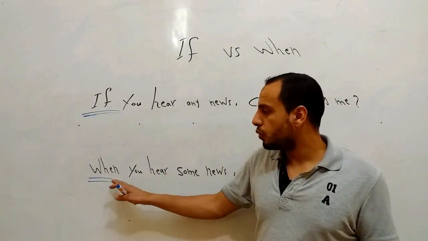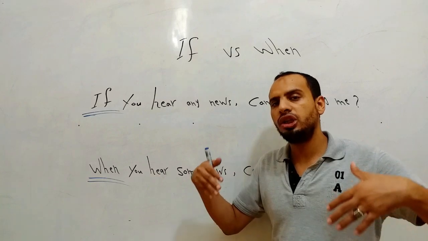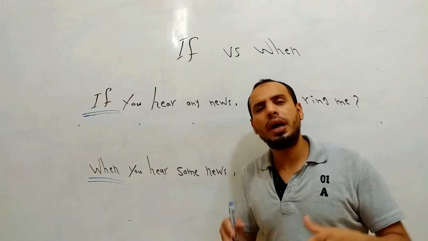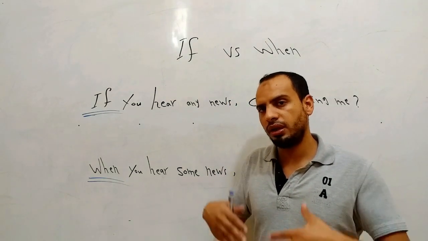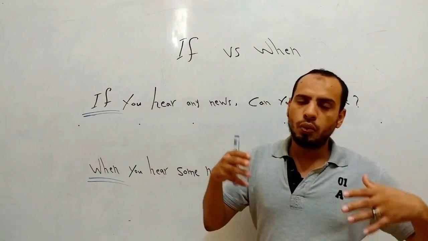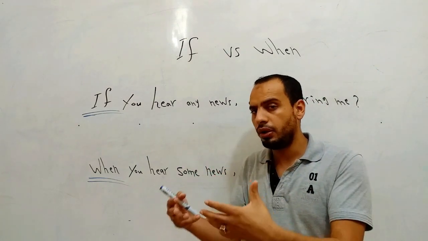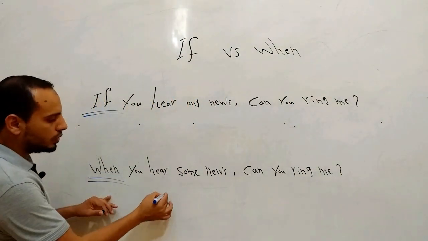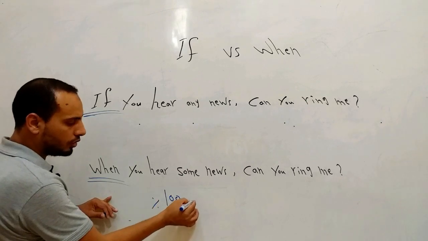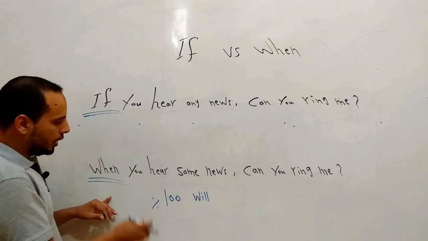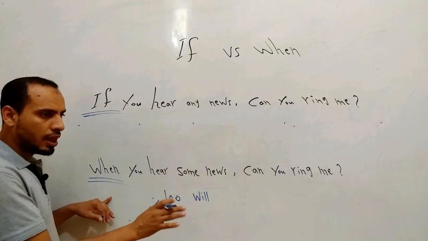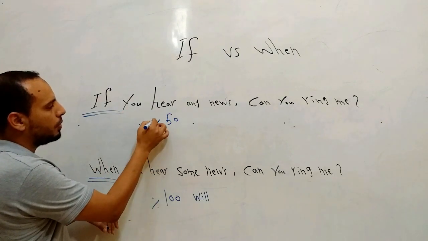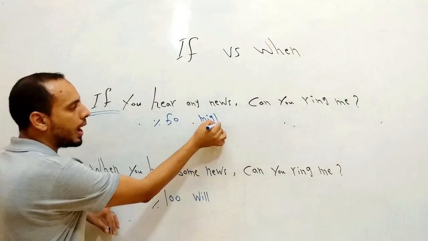On the other hand, when here means you will hear some news. We use when there is 100% certainty something is going to happen, or when we know something will happen or should happen. So you can say that when is 100% certainty something will happen. So when you hear some news means you will hear some news. But if is 50% something might happen.